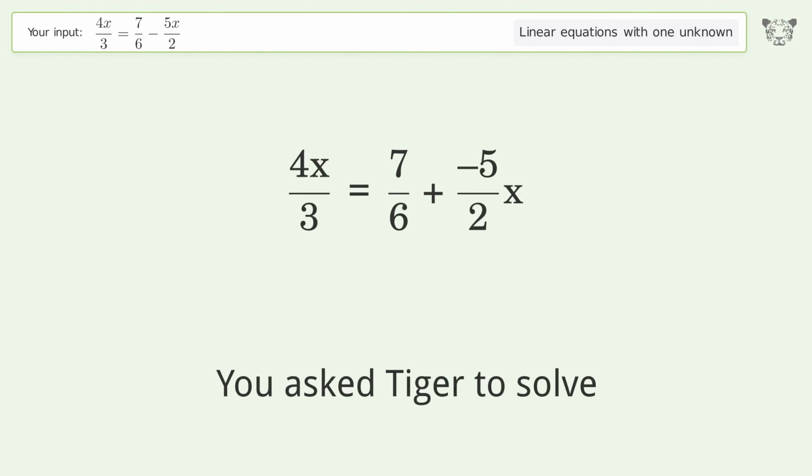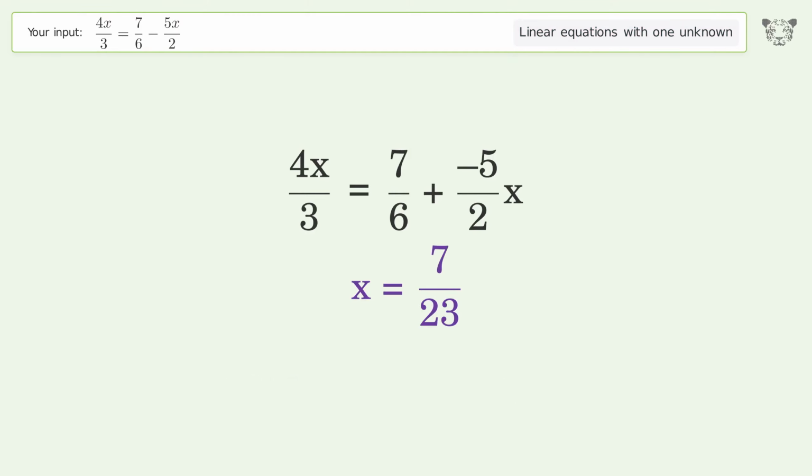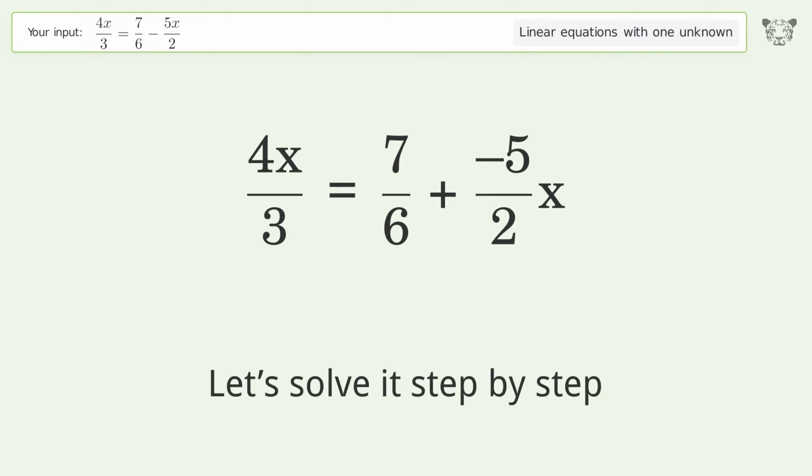You ask Tiger to solve. This deals with linear equations with one unknown. The final result is x equals 7/23. Let's solve it step by step.